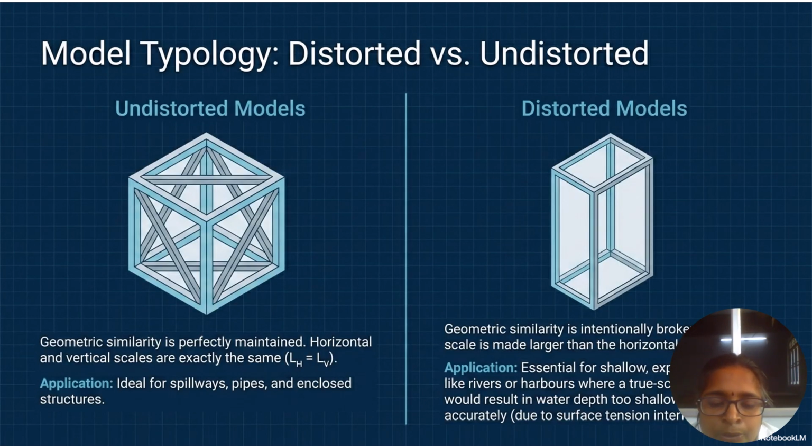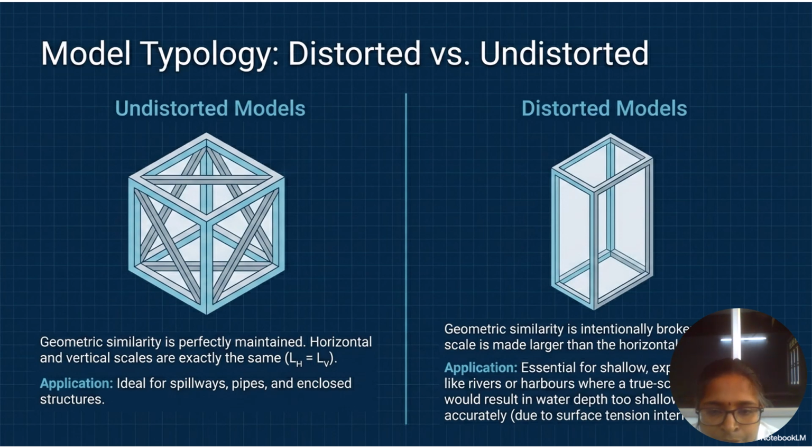Model typology. We have seen that models are essential in dimensional homogeneity analysis. And there are two types of model, that is distorted model and undistorted model. In an undistorted model, the geometric similarity is perfectly maintained. Horizontal and vertical scales are exactly the same, that is LH is equal to LV, and it is ideal for spillways, pipes, and enclosed structures.